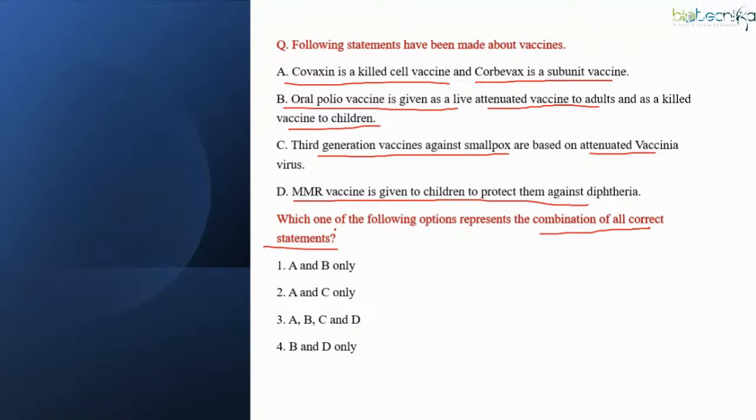You have to be very clear with the types of vaccine also. So that becomes part of Unit 4 as well as Unit 12 from your CSIR NET Life Science syllabus. What is the answer for this question? Are you all aware about different types of vaccines? Yes or no?